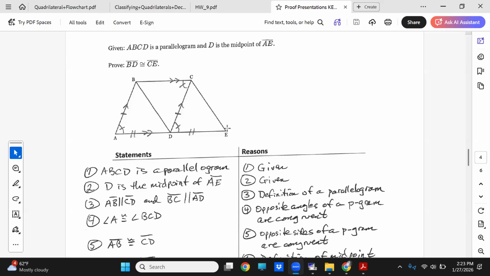So basically, what sides are these? So you have AB the same as DC, so you point to those. And then what else is the same? And this angle is the same as this angle, and then the other sides. And then the last thing. Then this side is the same because of CPCTC, because you have to prove BD is the same as CE.